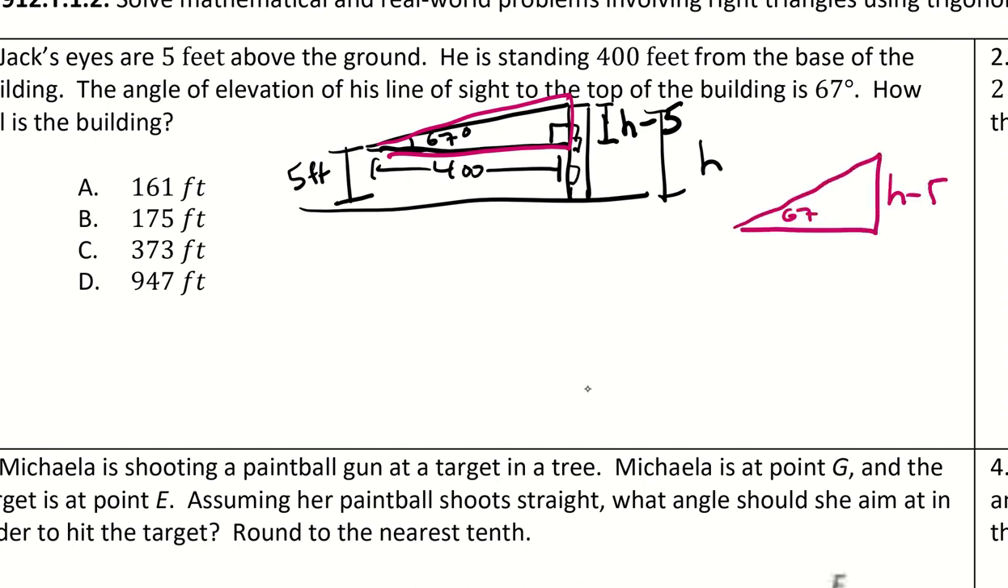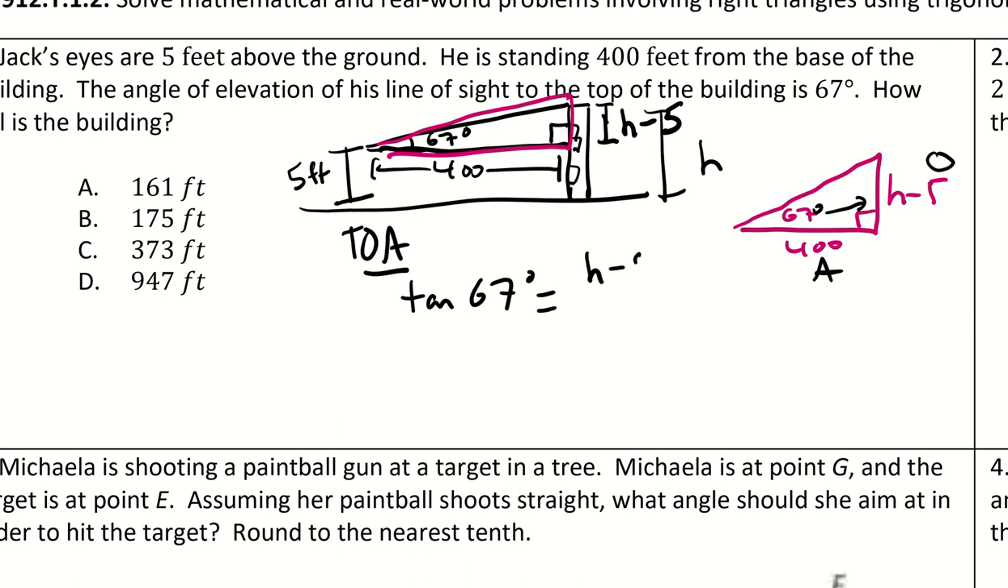We have H minus 5, we have 400, and that's all we have. So using that right triangle, we see that this is opposite and this is adjacent. So this is going to be tangent, TOA, tangent. So the tangent of 67 degrees is equal to O over A, so H minus 5 over A, which is 400. All right, and there's our equation, and so we just have to solve that.